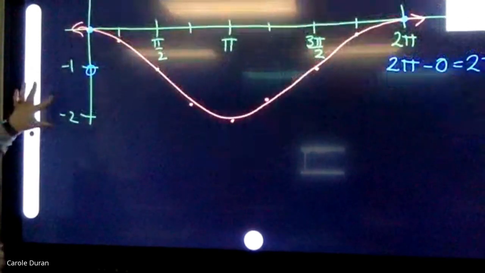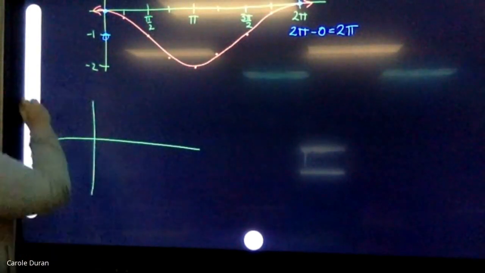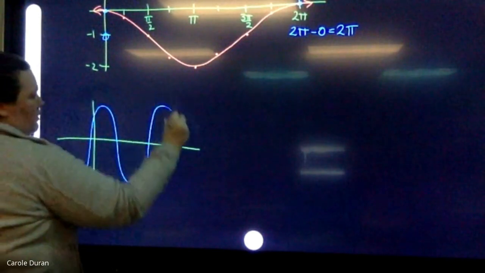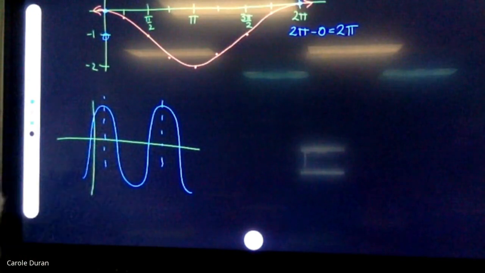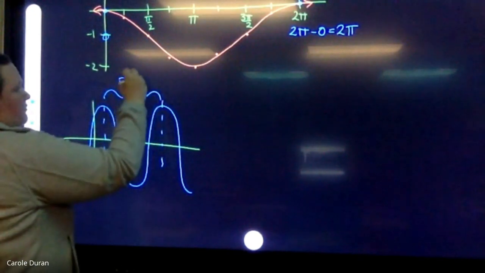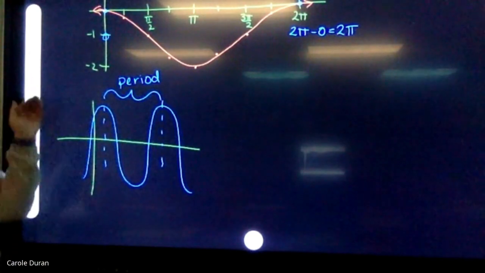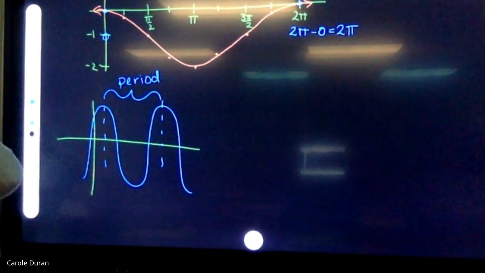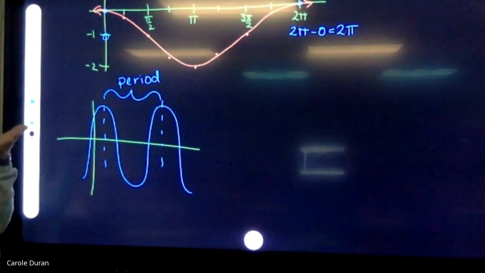So if I had a function, just for example, that looked like this, my period would be the x value here minus the x value there. So this is 1 period. You're trying to find the peaks. You're trying to find the amount of time it takes for the pattern to repeat itself. The easiest way is to find the 2 peaks that are next to each other and figure out the x distance between them.